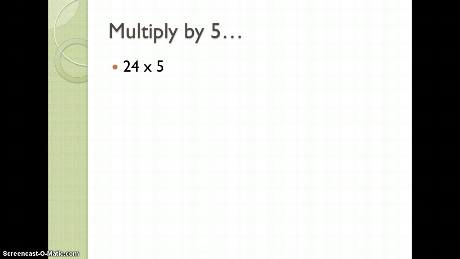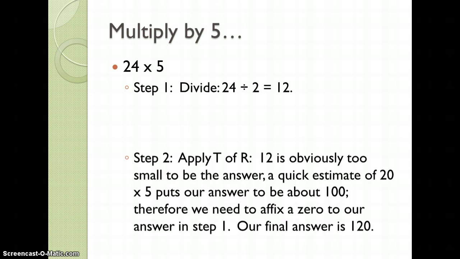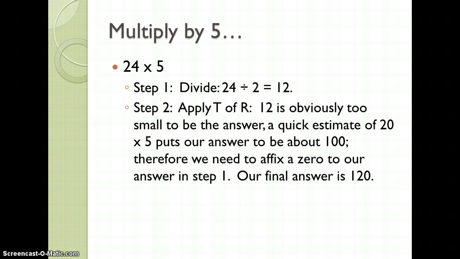Let's try 24 times 5. So, step 1, we're going to divide 24 in half, the number being multiplied by 5, which gives us 12. Then we're going to apply the test of reasonableness. Well, 12 is obviously too small to be the answer. A quick estimate of 20 times 5 puts our answer to be about 100. Therefore, we need to affix a 0 to our answer in step 1 for a final answer of 120.